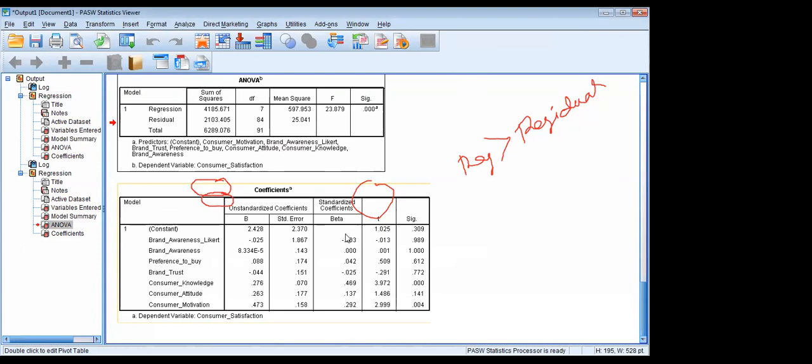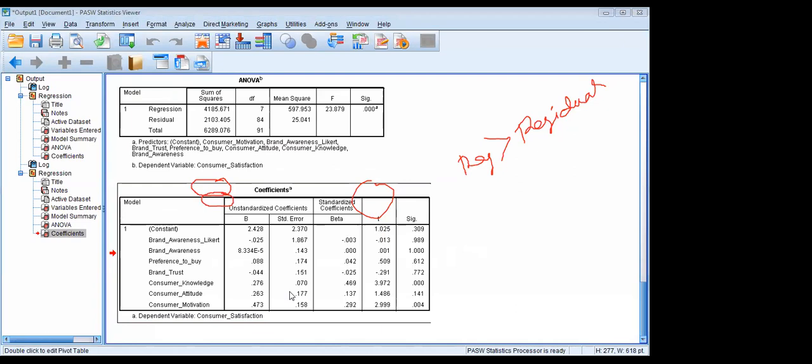Then, what are the significant values here? Brand awareness, then preference to buy, brand trust, consumer knowledge. Here in this study, knowledge is good. Motivation is good. But other variables are not significant.